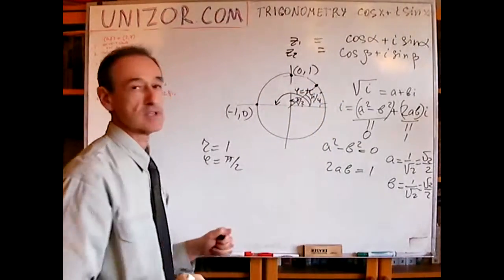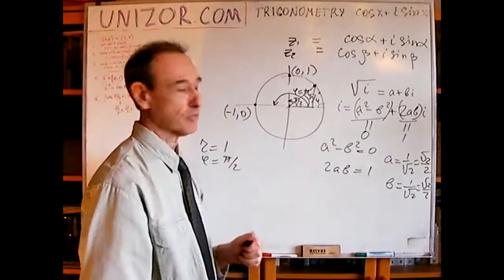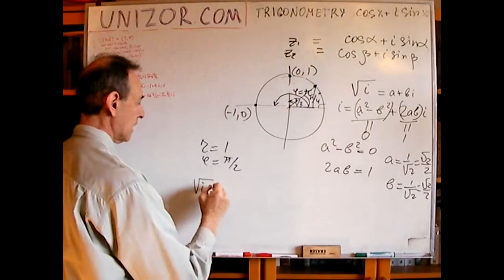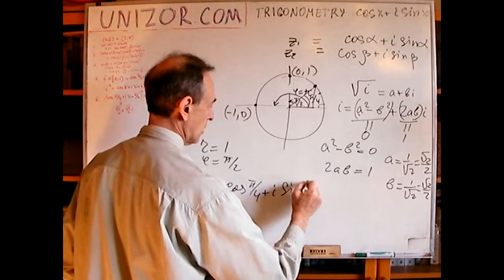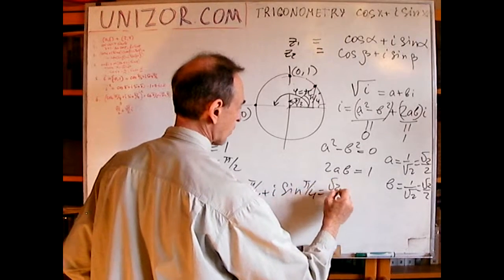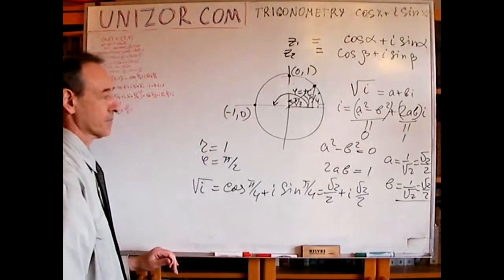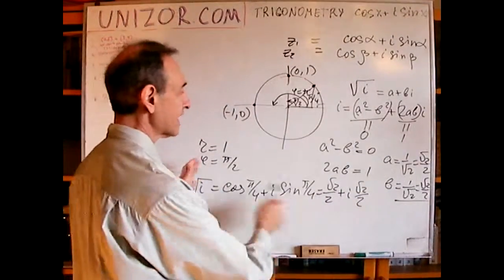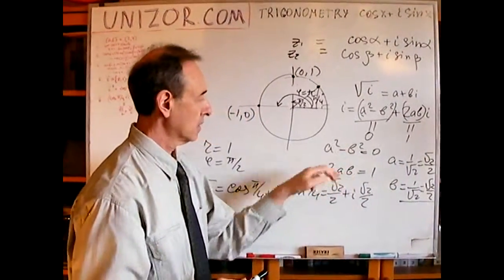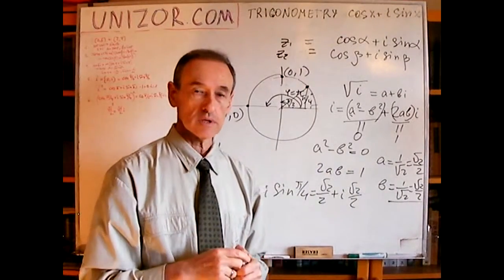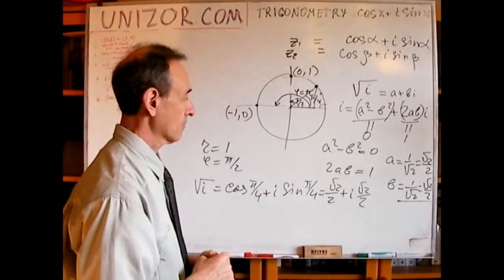And what are the coordinates of this point? Well, cosine of pi over 4 and sine of pi over 4, right? So the square root of I is equal to cosine pi over 4 plus I sine pi over 4, which is equal to square root of 2 over 2 plus I square root of 2 over 2, the same solution. So purely trigonometrically, I have come up with exactly the same solution I got from solving the algebraic system of two equations with two variables. Isn't that wonderful?